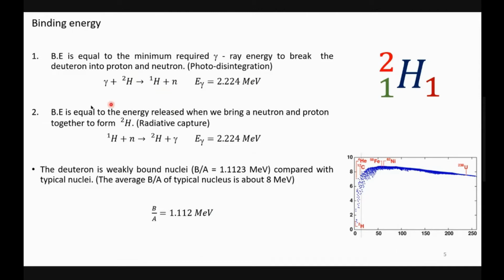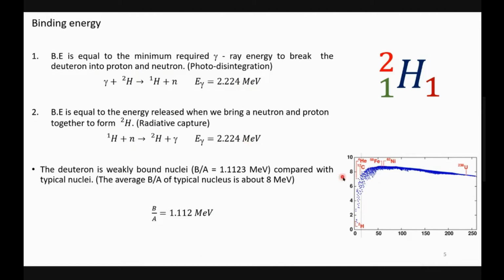In other words, binding energy is equal to the energy released when we bring a neutron and proton together to form 2H. So this is the photodisintegration reaction, and this is a radiative capture reaction, where 1H plus neutron fuse to form 2H plus gamma, with the gamma possessing an energy of 2.224 MeV. The energy released in this reaction is carried off by this gamma photon with the energy 2.224 MeV.